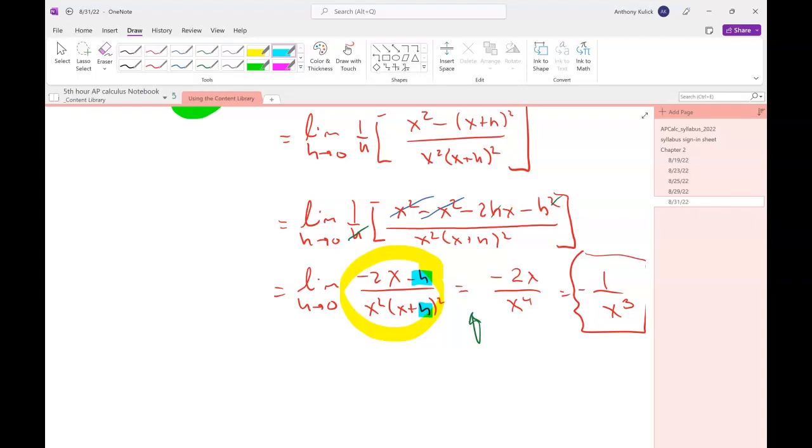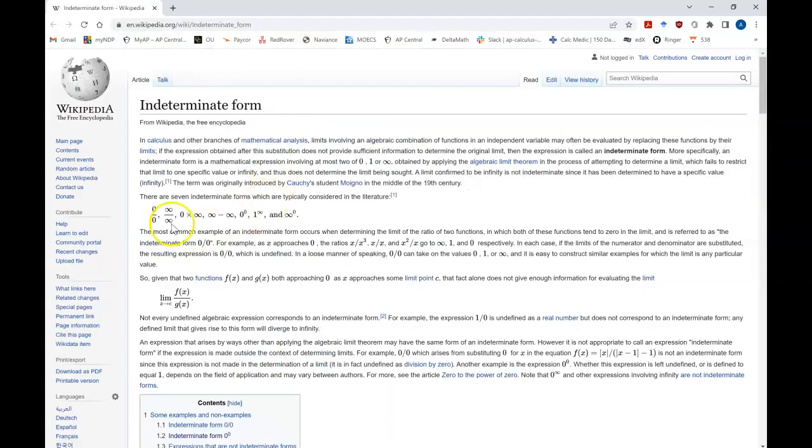There are, what, like 6 indeterminate forms. If you get 0 over 0, infinity over infinity, 0 times infinity, infinity minus infinity, 0 to the 0, 1 to the infinity, or infinity to the 0, these are all indeterminate. You can't say they're equal to infinity, or 1, or 0, or whatever. They're indeterminate.